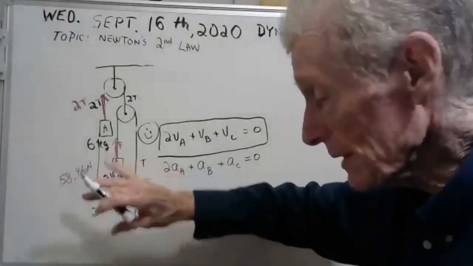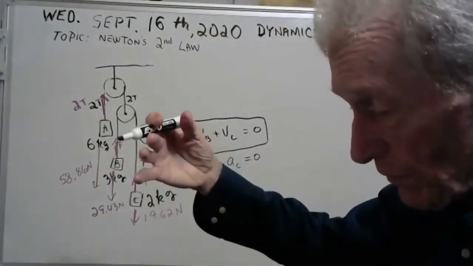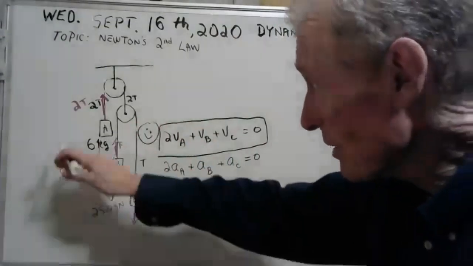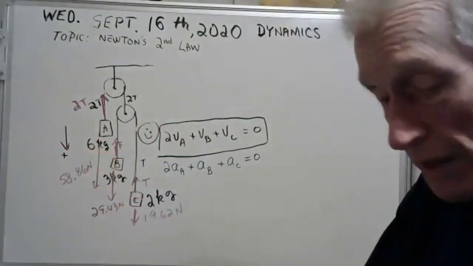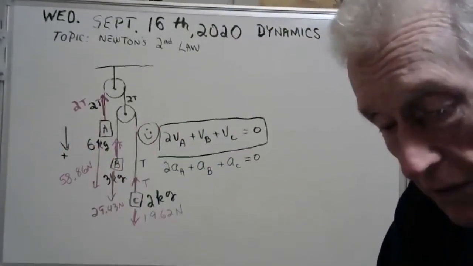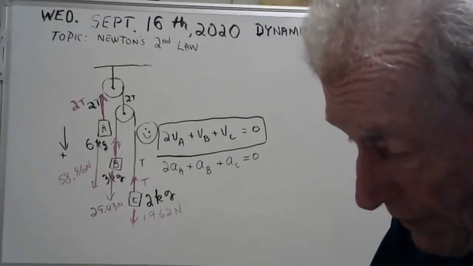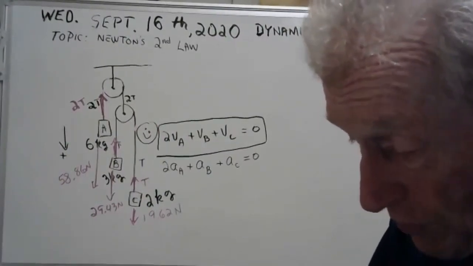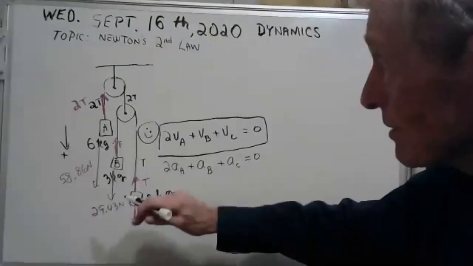Now, here, when you do this, you have to decide which way is the positive direction. Let's just write all of our equations with positive direction going down. You could do it the other way. But whatever you do, you have to make up your mind. And if you're going to go down, then stick with it.